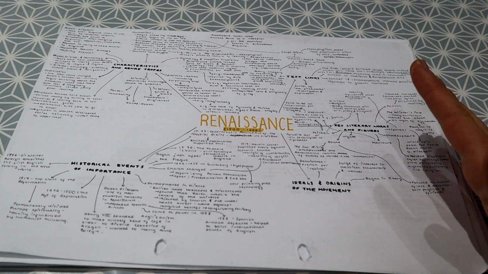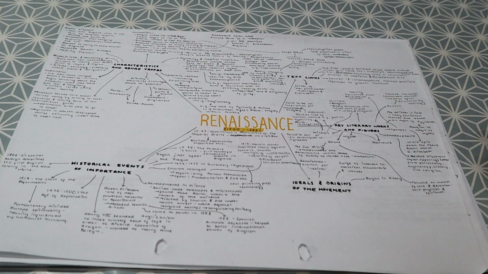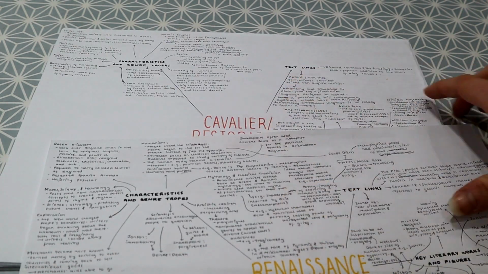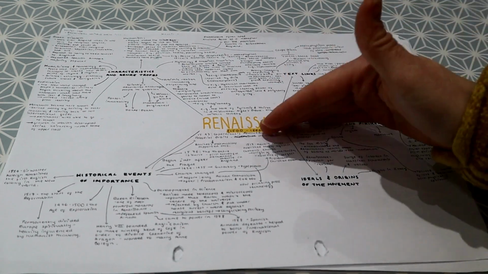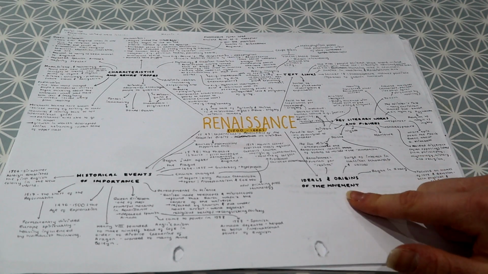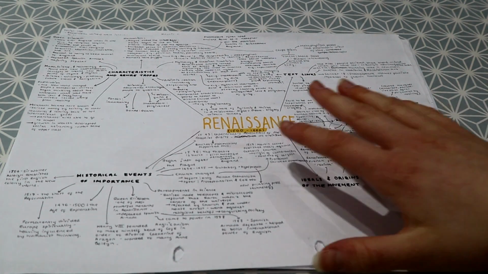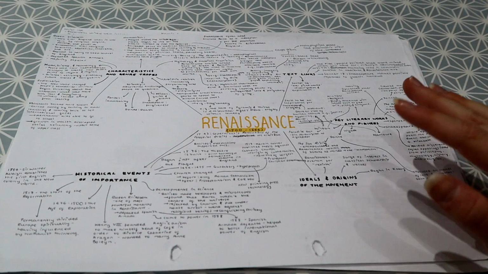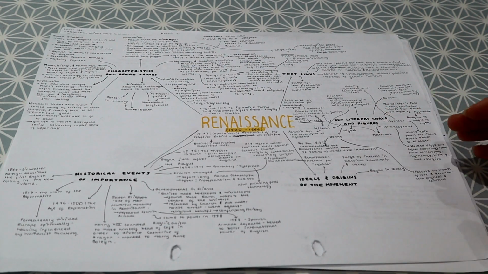So we had a context grid where the top of each column was a different time period, say Renaissance, Cavalier, stuff like that, and then down the side we had these titles, so key literary works and figures, ideals and origin of the movement, and so on. But I thought the best way for me to do this, because I revise best with my mind maps, was to make mind maps about them.